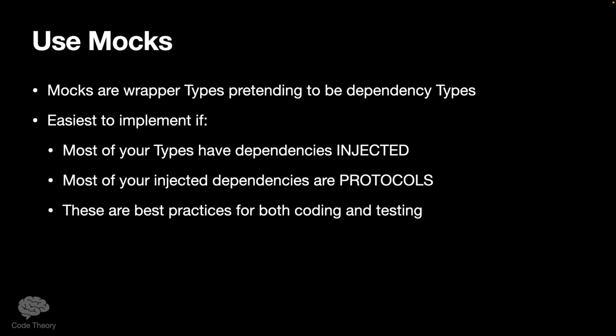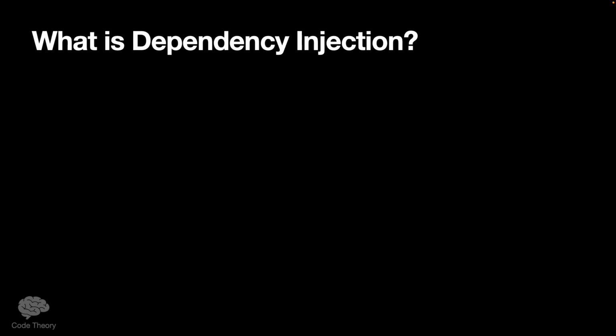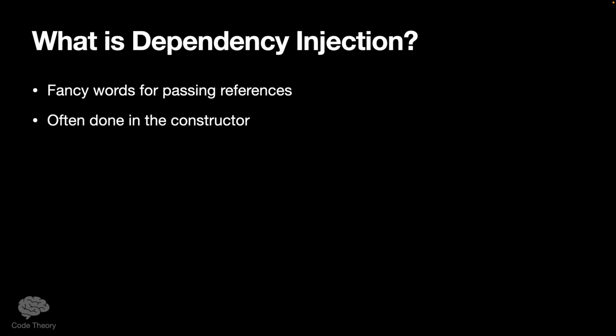Okay, cool. So, oh my gosh, I have a whole slide about what dependency injection is. Apologies, I just explained it. All right, dependency injection is fancy words for passing in references. As I said, it's often done in the constructor. Sometimes it can be done on the properties, right? And basically your type avoids creating its own instances of them. They get passed in.